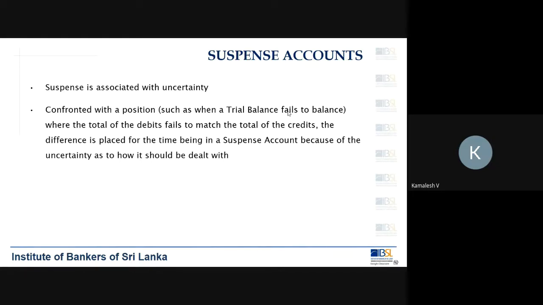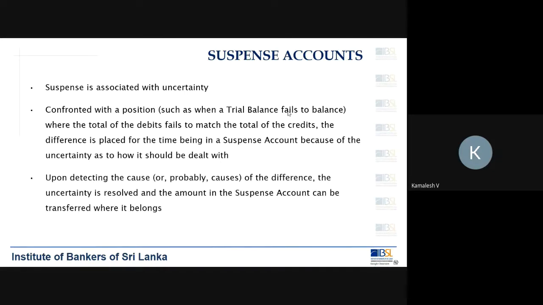So what do you mean by that? Where the total of the debits fails to match the total of the credits, the difference is placed for the time being in a suspense account because of the uncertainty as to how it should be dealt with. So you are not sure. How am I going to trace this difference? So until you discover that, what you need to do is put it on a suspense account, whether it could be a debit or a credit.